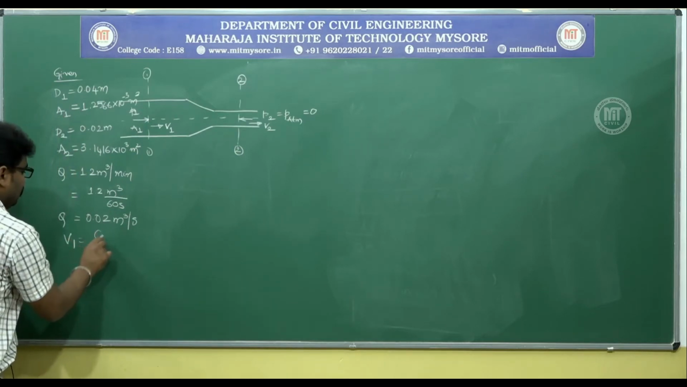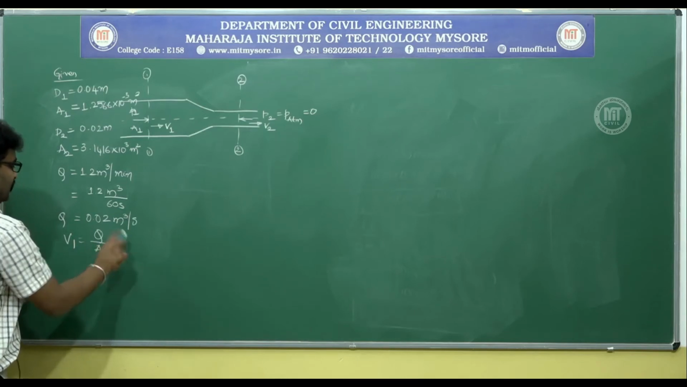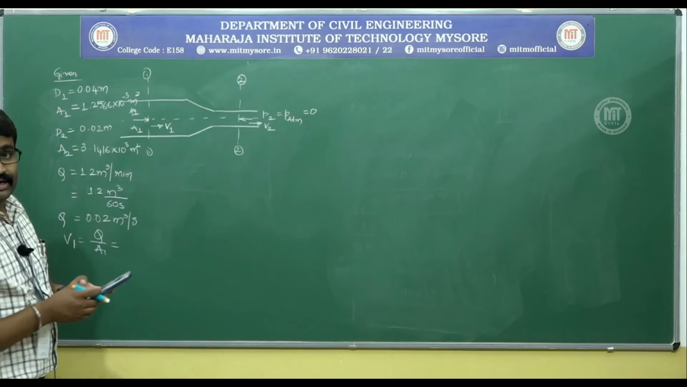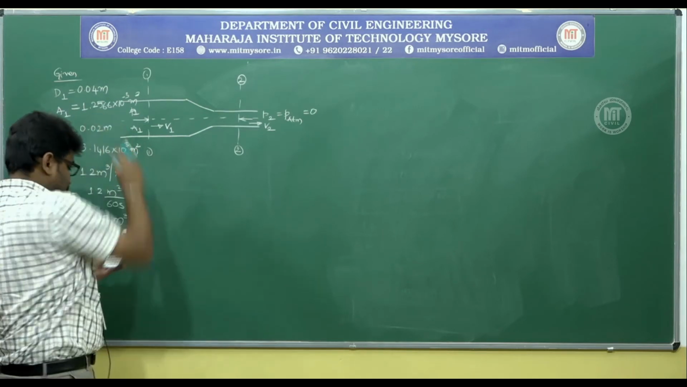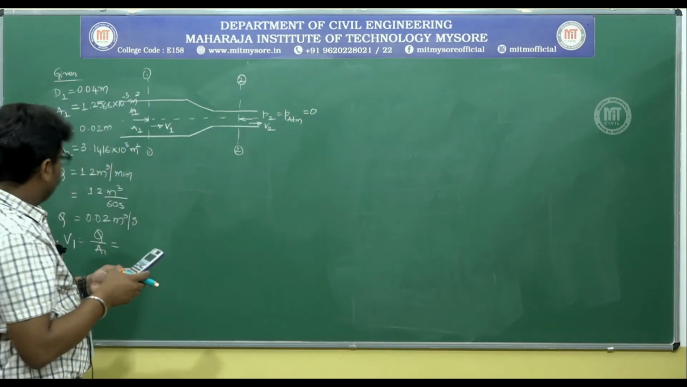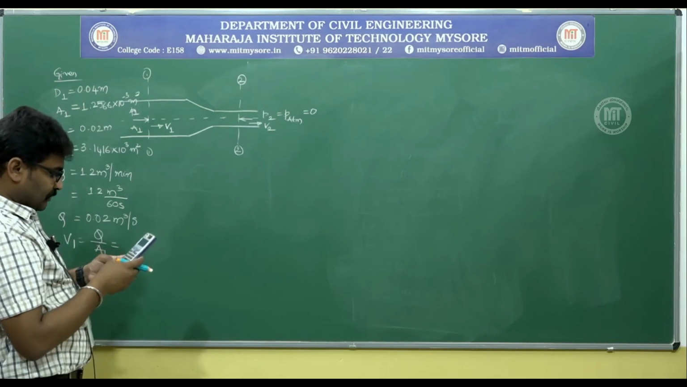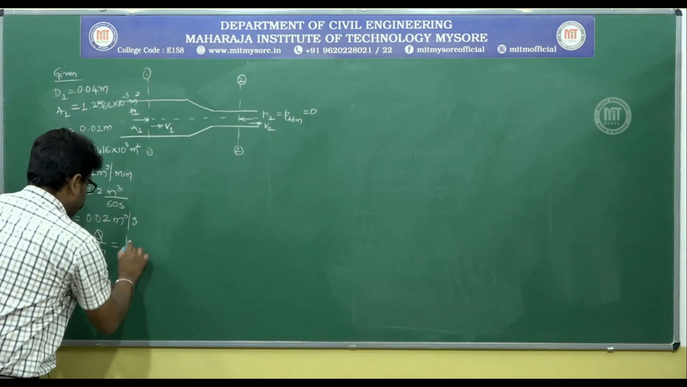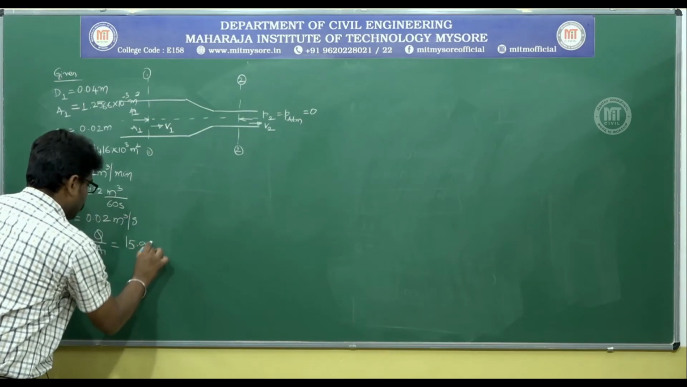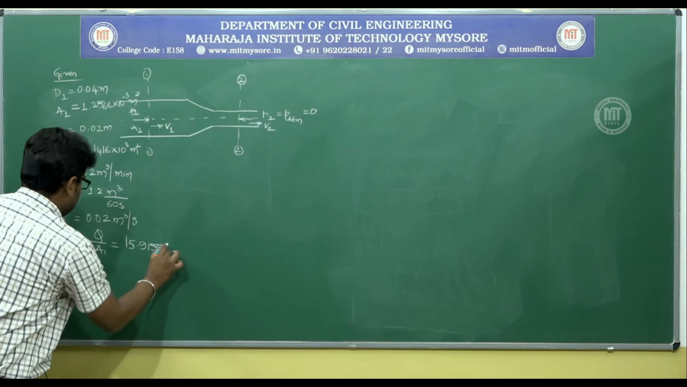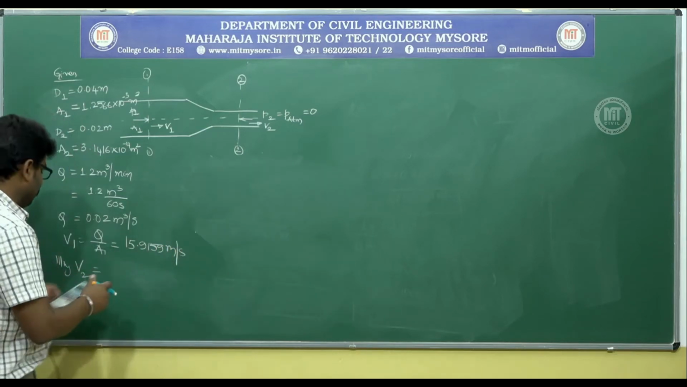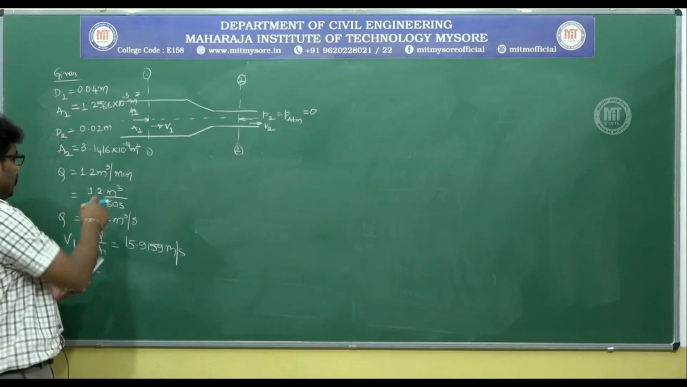Here only I will calculate. V1 is nothing but Q by A1. So it is nothing but 0.02, which is Q, divided by A1, which is 1.2566 into 10 power minus 3. That fetches you an answer of 15.9159 meter per second.